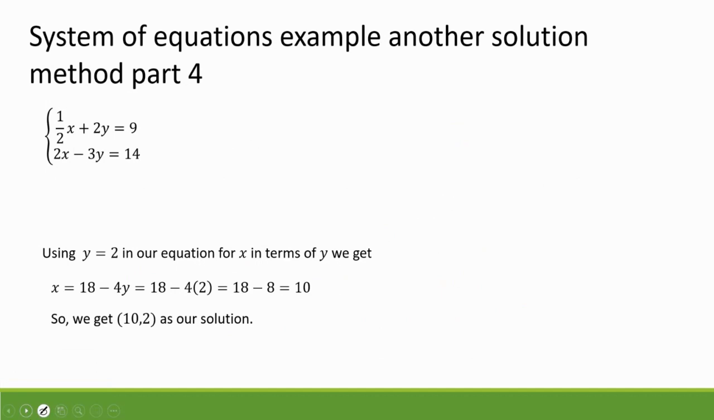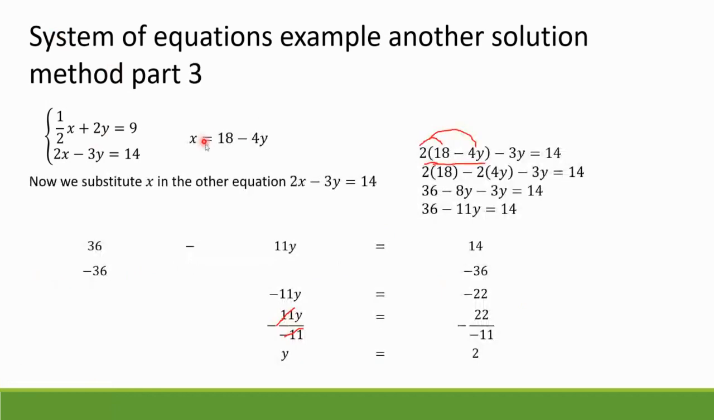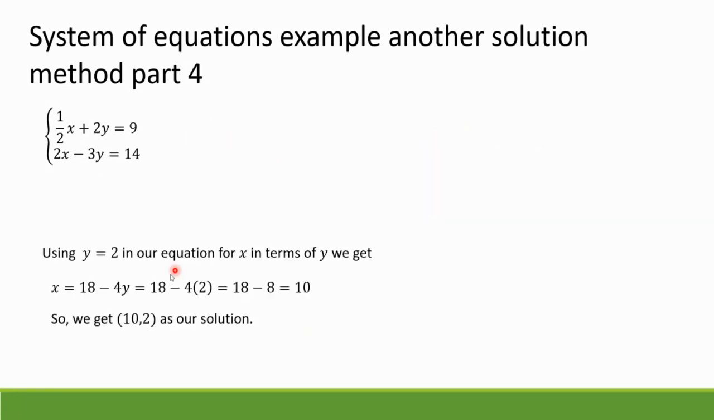But now we know y equals 2. Are we done? Well, just like the first problem, just like with the elimination method, no, we have to get x. But that's actually easy because we know what x is in terms of y. We know x is 18 minus 4y. So we substitute. We get 18 minus 4 times 2, which is 18 minus 8, which is 10. So the only solution is 10, 2, the ordered pair.